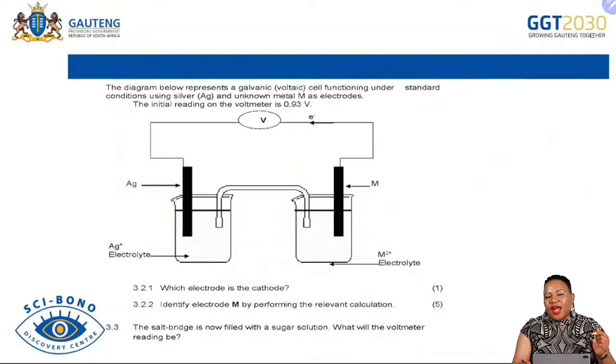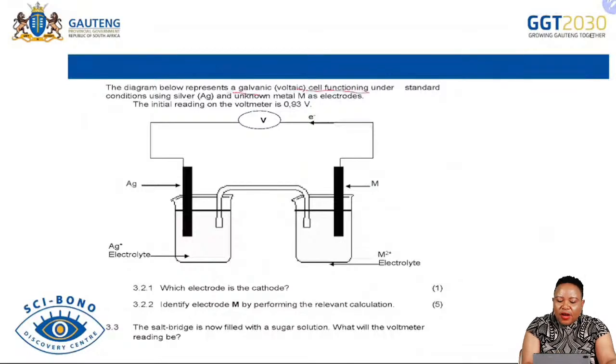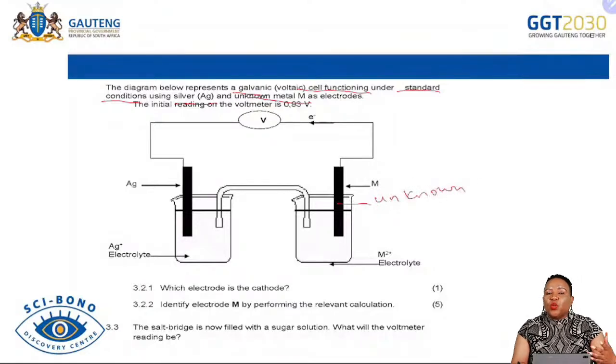Now, as I said, you might also be provided with a diagram. In this diagram, we are told that the diagram below represents a galvanic cell functioning under standard conditions using a silver and an unknown metal. So we don't know what this metal is. It's unknown, so we don't know what the half cell of silver is reacting with. But we are also given the information that the initial reading of the voltmeter is 0.93 volts.